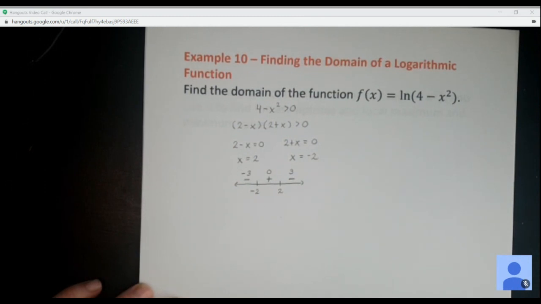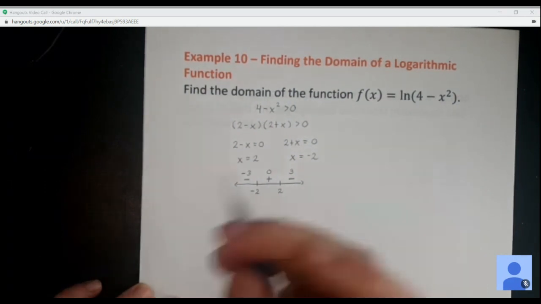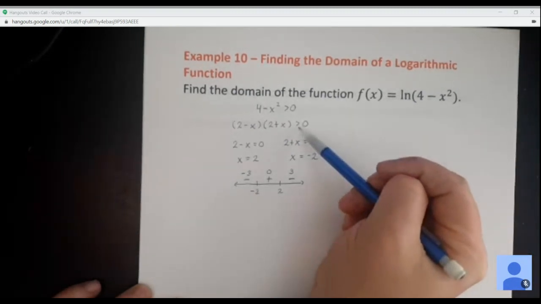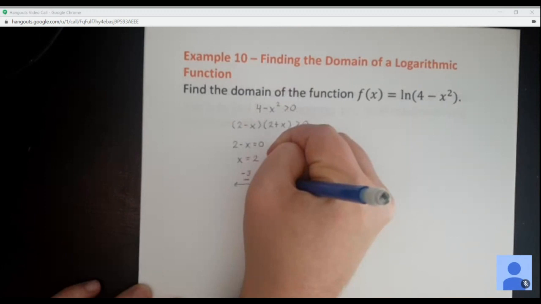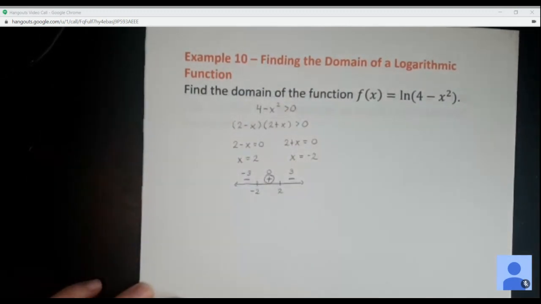Now, which values do we care about? Positives, right? Because we want this thing to be greater than 0. That means we're looking for the positive values. That means all I care about is that one interval right there where we got positive values. Good, Kenneth. So it's going to be everything between negative 2 and 2.